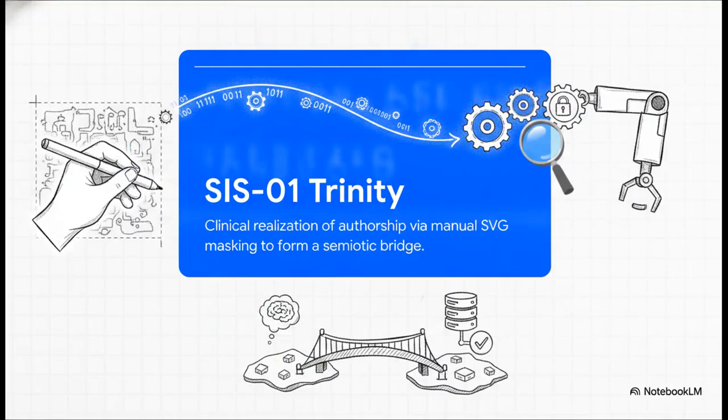Section 4. The SIS-01 NFT Trinity, anchoring human intent in silicon. Okay, let's connect all these microscopic hardware realities back to actual human beings. How do we anchor real human authorship into this deterministic silicon? The answer is the SIS-01 NFT Trinity. This is basically the clinical realization of authorship. It forms what's called a semiotic bridge between human imagination and machine execution.